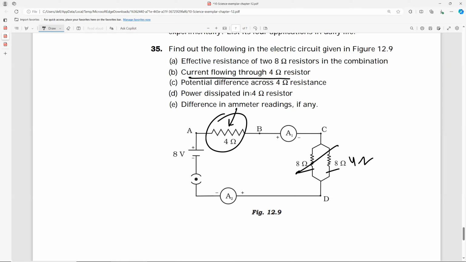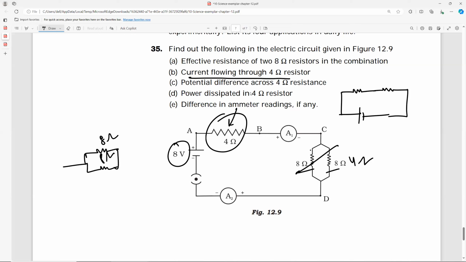Why? Because this is the 4 ohm. And you know that this is the potential difference, an 8 volt battery. Don't consider that these are two 8 ohm resistors. Just consider this as 4 ohm because the equivalent of this one is 4 ohm. Two 8 ohm resistors connected in parallel, so 8 ohm, 8 ohm means it is 4 ohm. Just assume this is a 4 ohm. So one 4 ohm you can imagine here, and another is also 4 ohm.